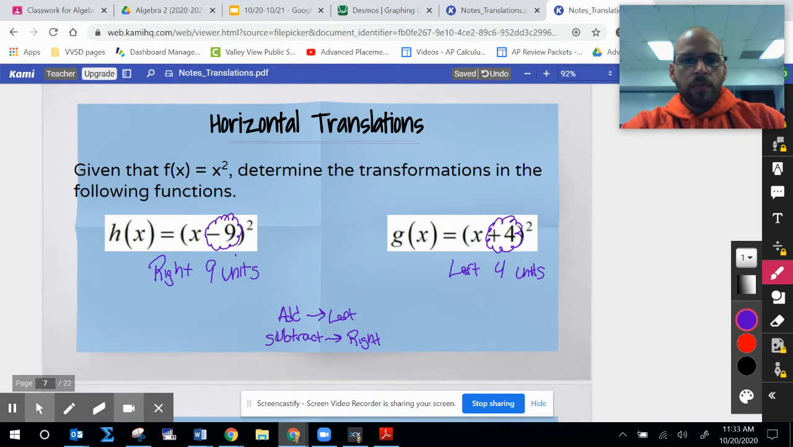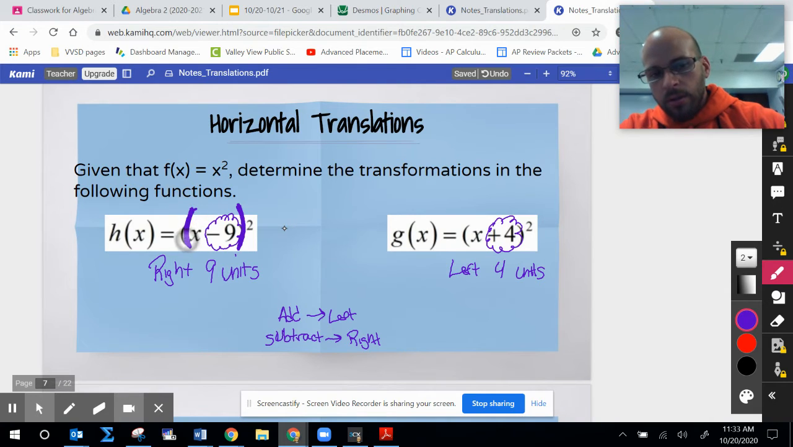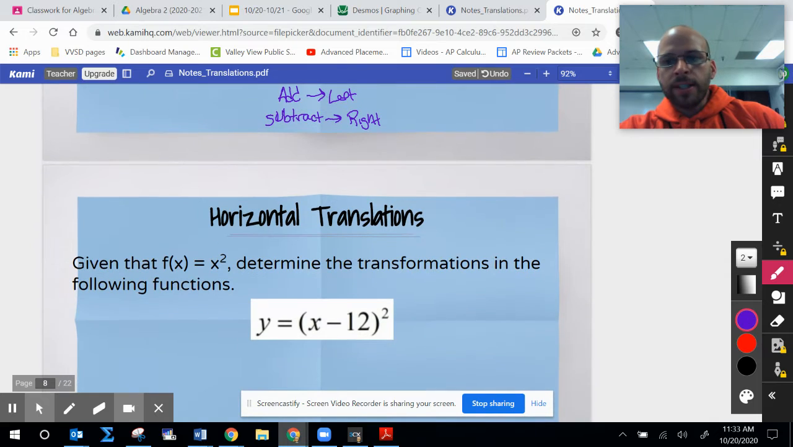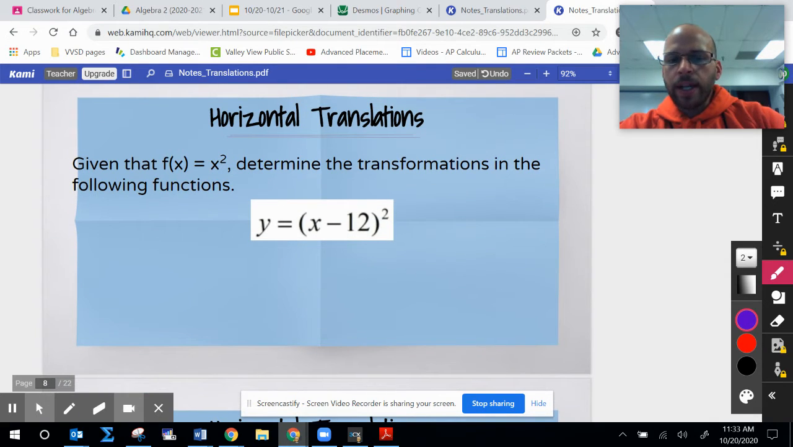When we're dealing with horizontal translations, you can see these parentheses. This is important. When you start adding or subtracting inside these parentheses, you're going to get a horizontal movement. So feel free to pause the video and try to identify what this transformation is going to be.